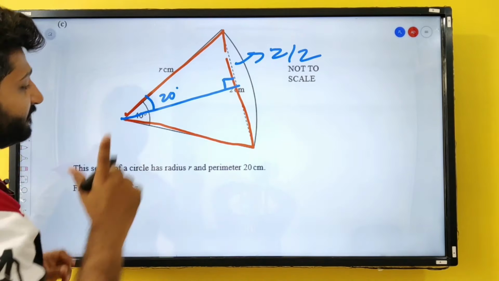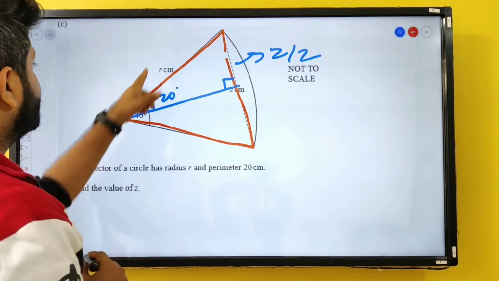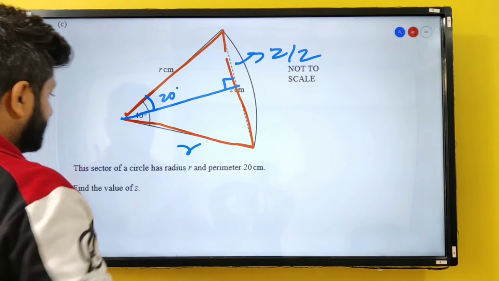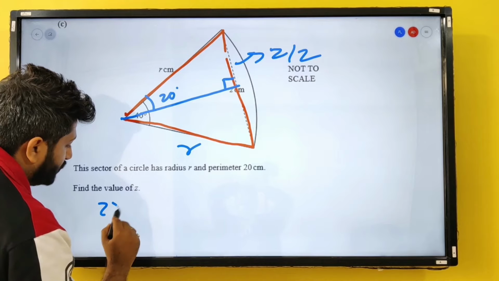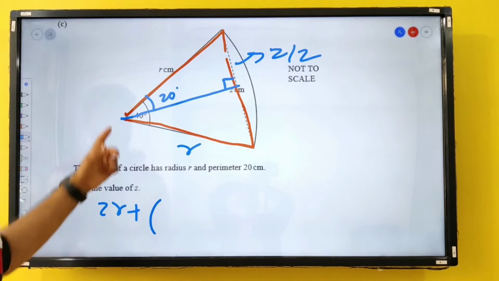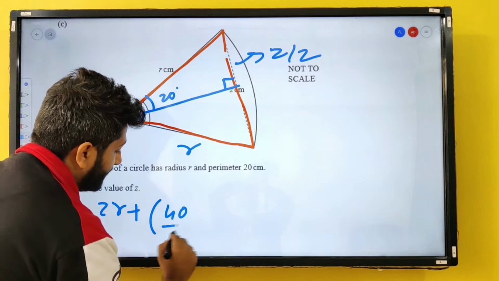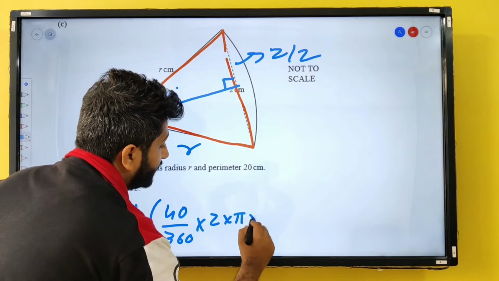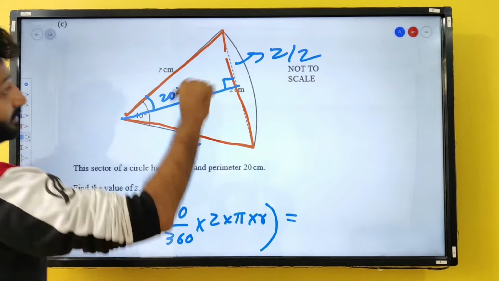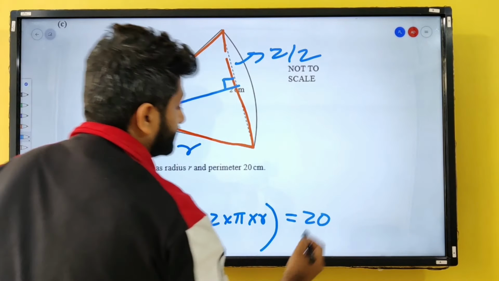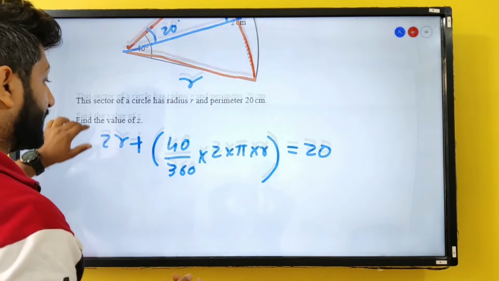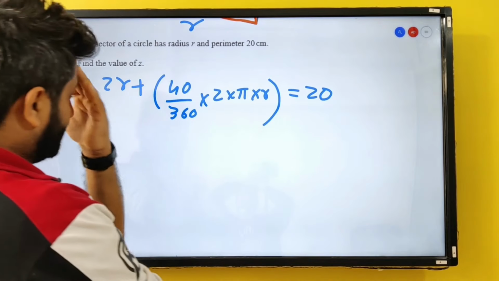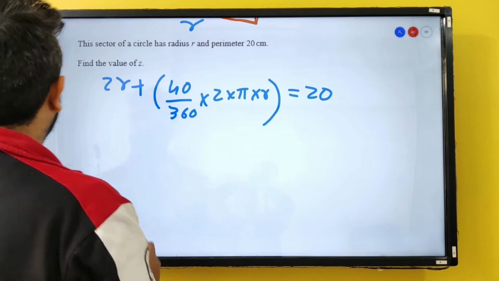So for r, you have perimeter is 20. So if this is r, this is also going to be r. So r plus r, 2r, plus 40 upon 360 into 2 into pi into r is my 20 centimeters. I am trying to find r. See from here, let me do one thing. Let me take 2 and r common.